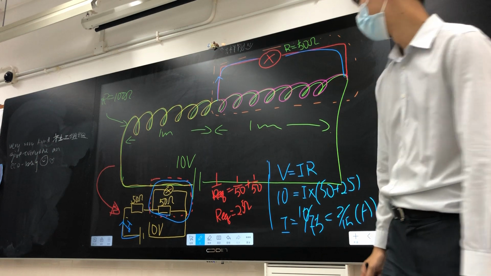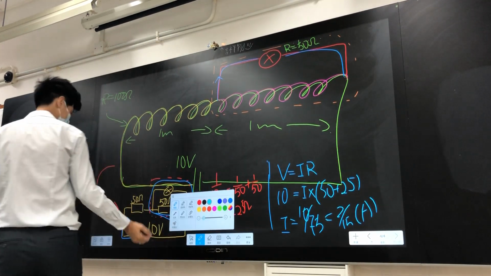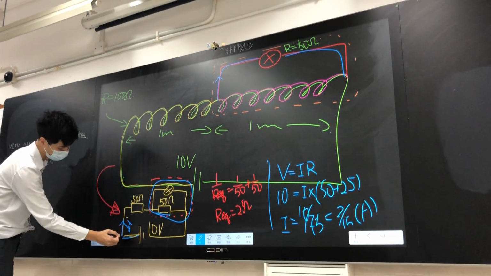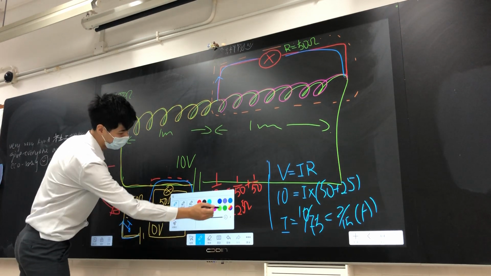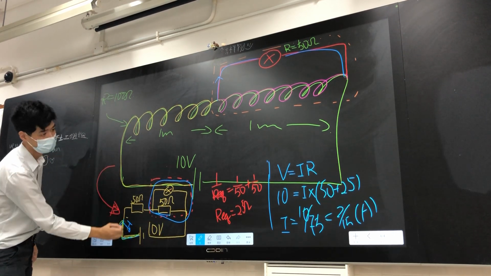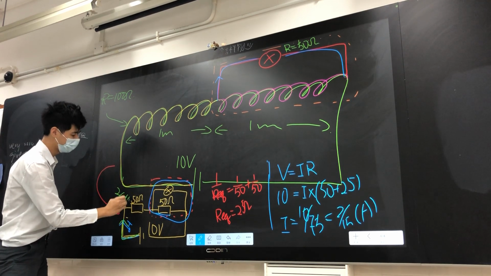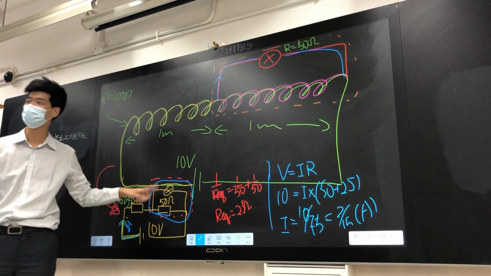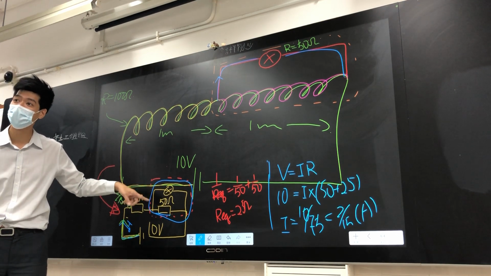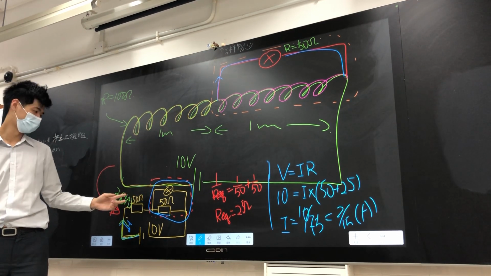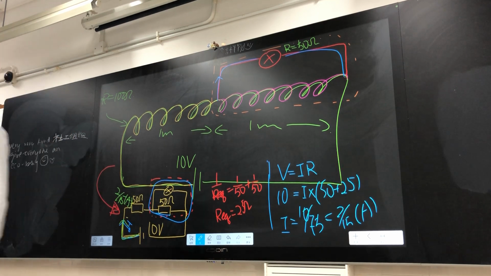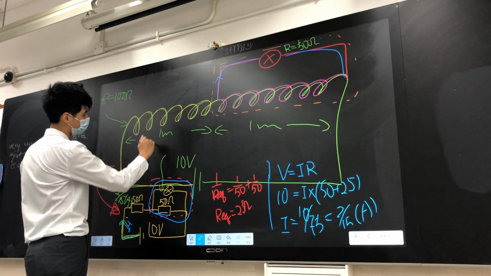So the current passed through the battery is 2 over 15. What is the current at each part? Melody, what's the current at each part? Because the upper and lower parts are the same, the current splits equally. So the current passed through each part is 1 over 15.